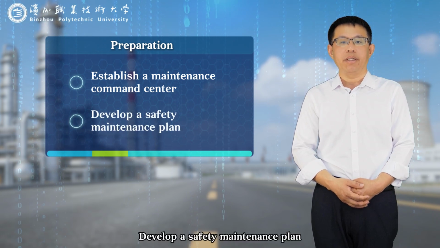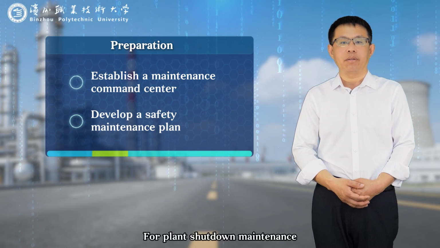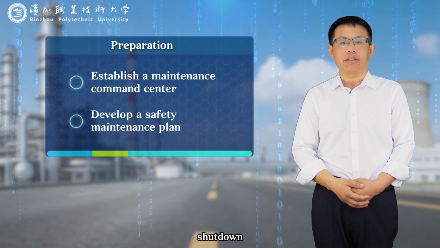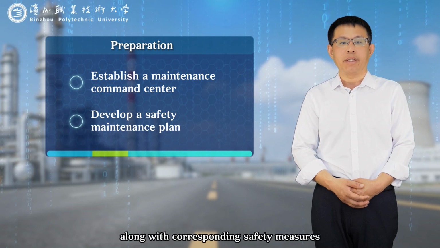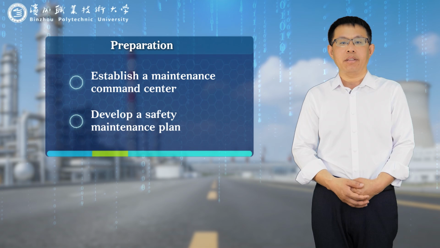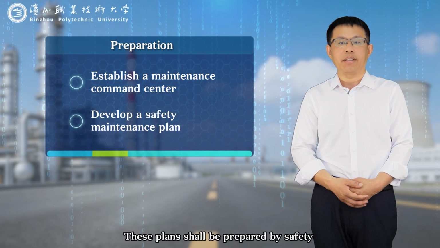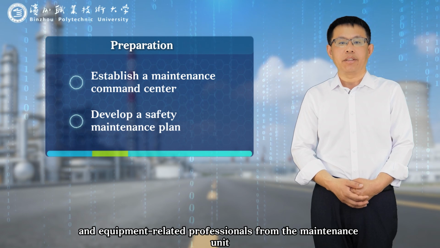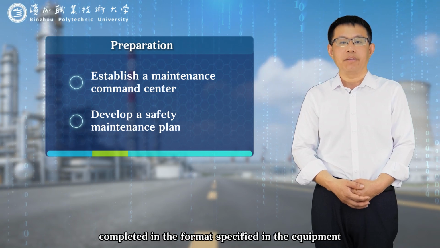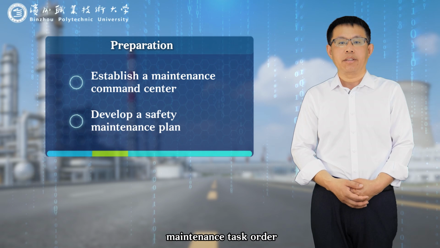Second, develop a safety maintenance plan. For plant shutdown, maintenance, and startup plans, along with corresponding safety measures, must be formulated. These plans shall be prepared by safety and equipment-related professionals from the maintenance unit, completed in the format specified in the equipment maintenance task order.